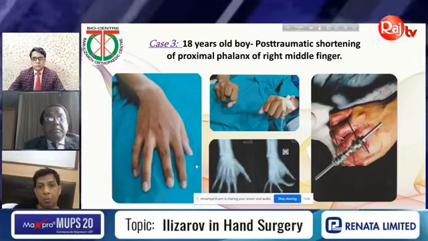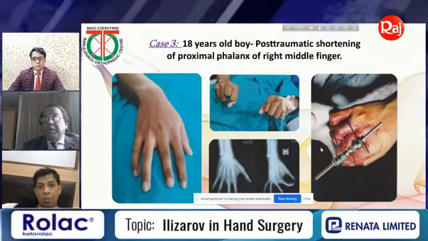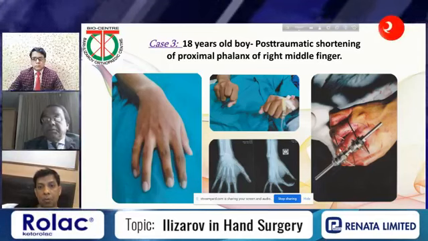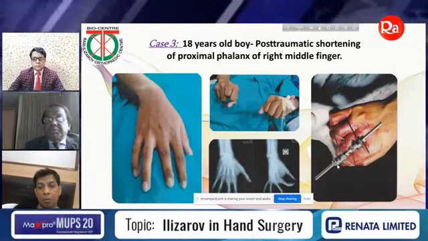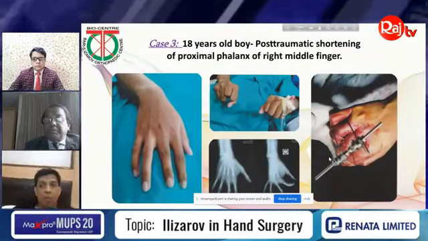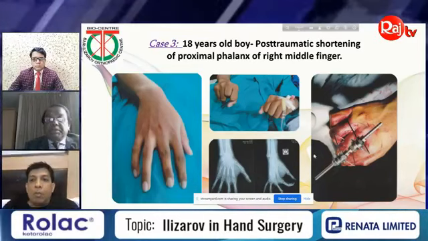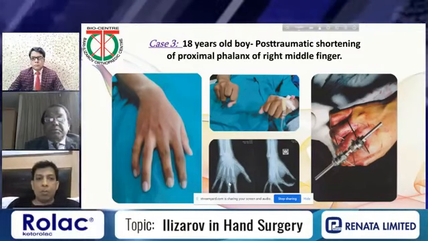Then what I have done, you just see, I have done a lengthening. The wires that I have bent, you can see, this is the band, this is the mini fixator. 2 wires. And then I have lengthened this one, the middle one.